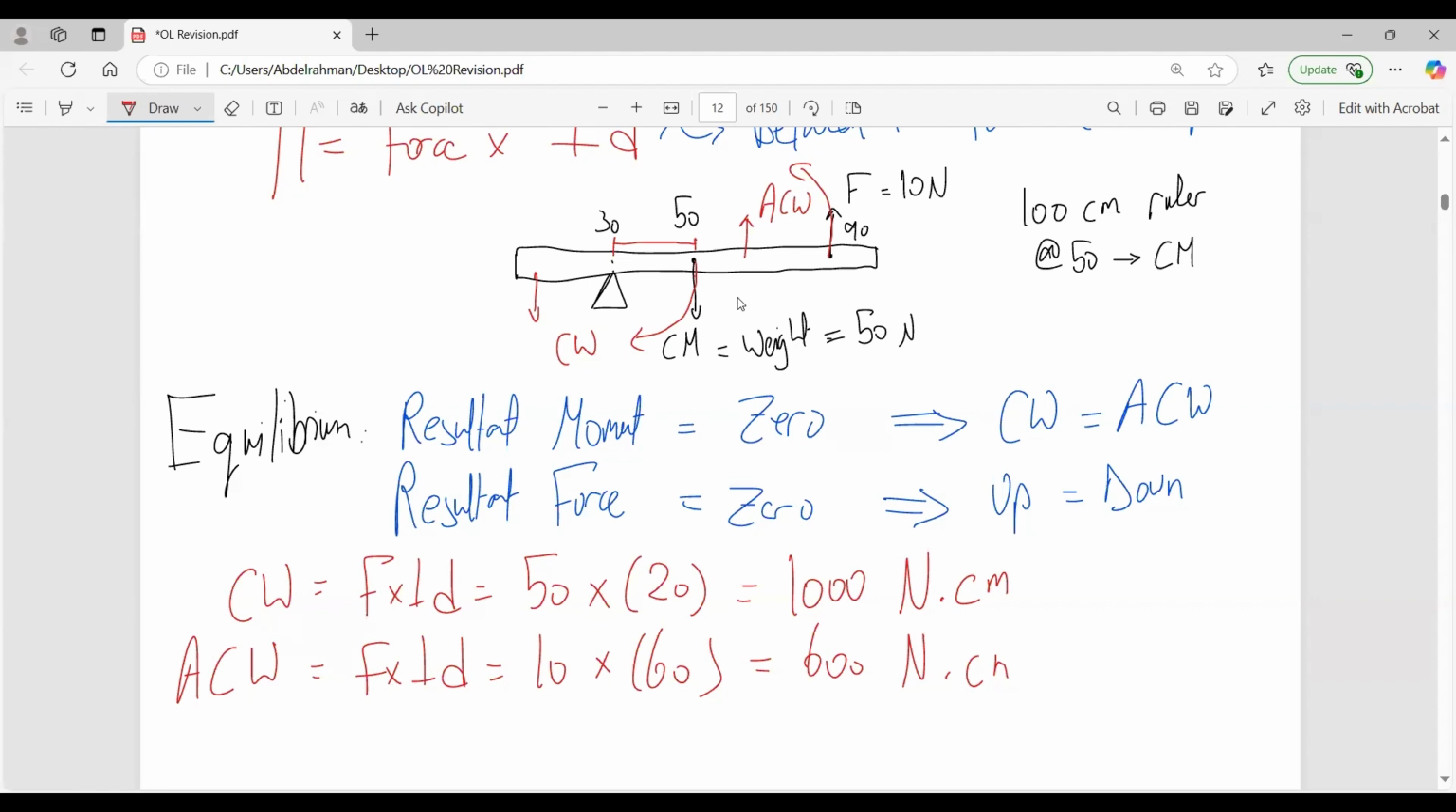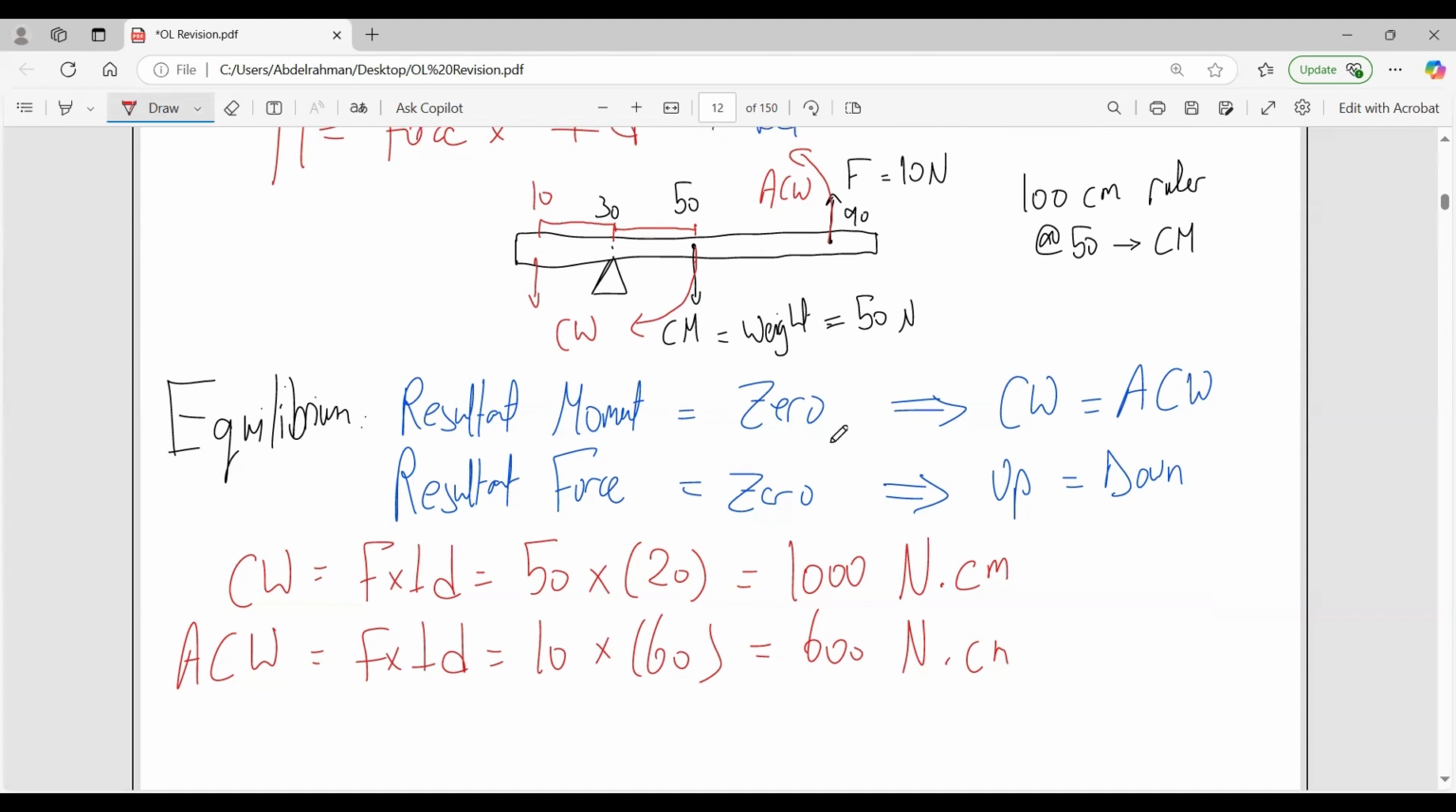So let's say the force is on the left side. This is the new force that I will add on the left side. I need it to be 400 newton centimeters. For example, if I say at a distance of 20 centimeters from the pivot, meaning that it's at the 10 centimeter mark, at the 10 centimeter mark the distance is 20.